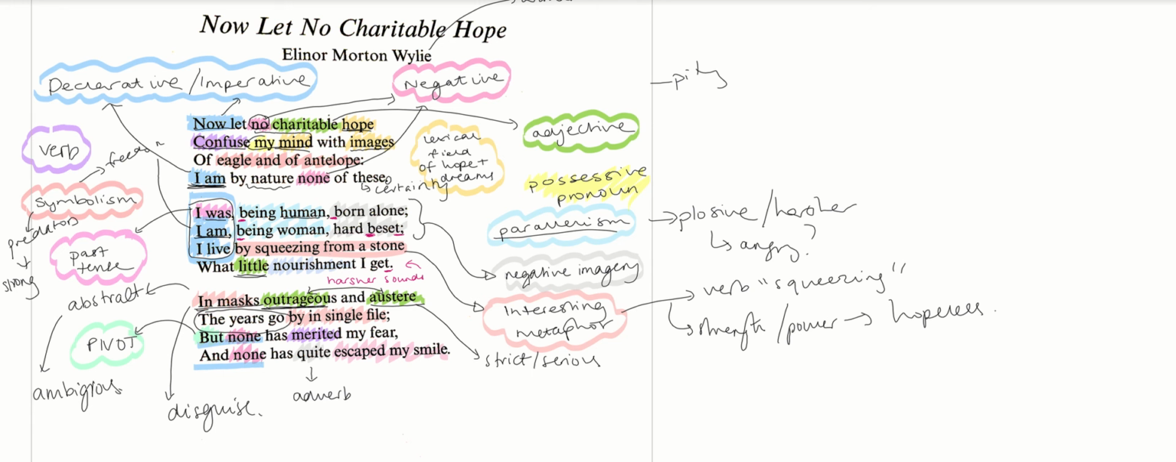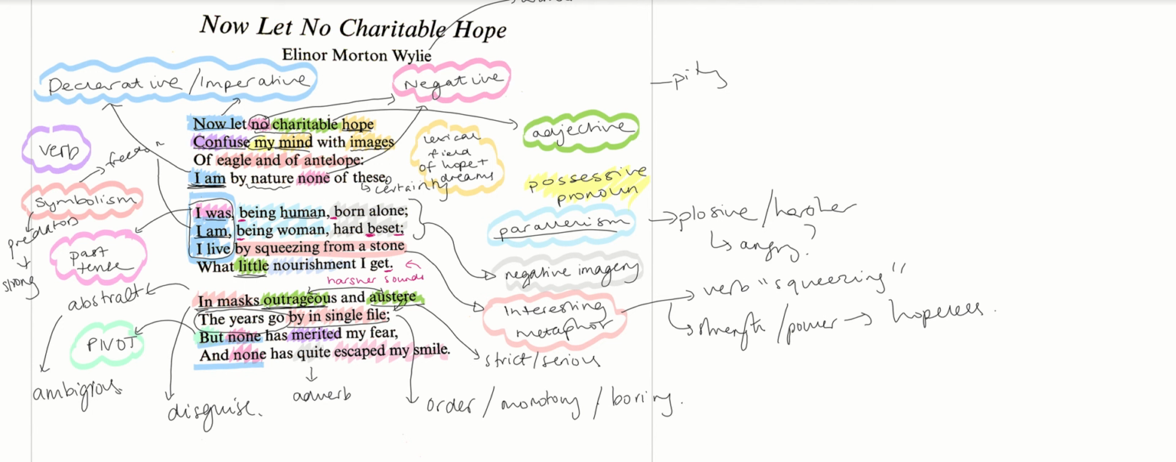And they go by in single file. So we have another interesting metaphor there, and that clearly shows that they've gone by with strict order, which matches with austere, and suggests maybe the monotony of her life as it's gone by in this ordered way, and relatively boring way as well.